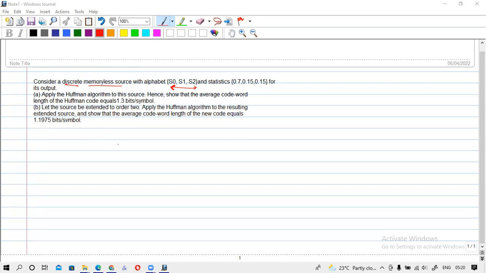So here we have three alphabet: S0, S1, S2. Sometimes these can be referred to as symbols also. So we are given the probability of occurrence of these symbols. This is 0.7 and this is 0.15 and this is 0.15. So if you add these probabilities, you will get 1. So the sum of all these probabilities should be 1.